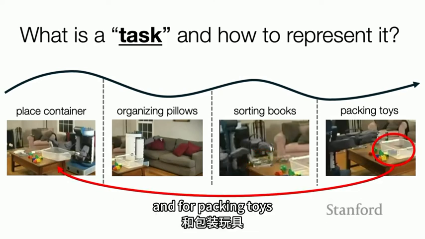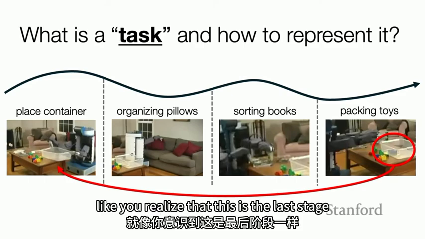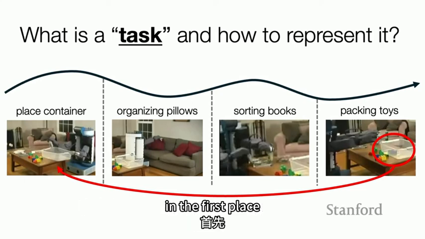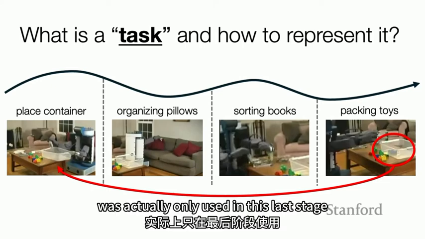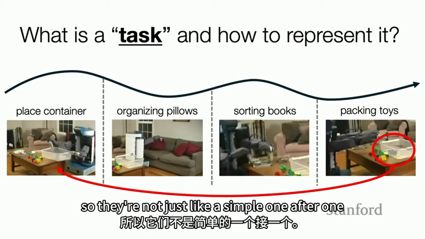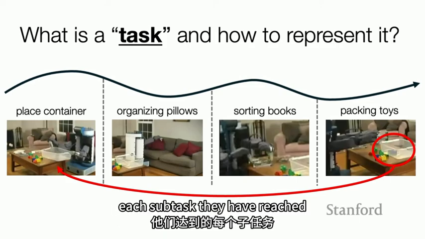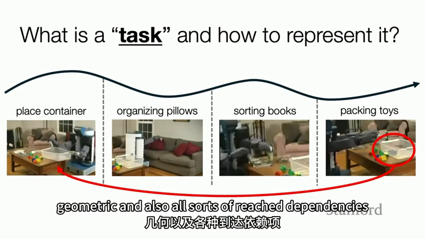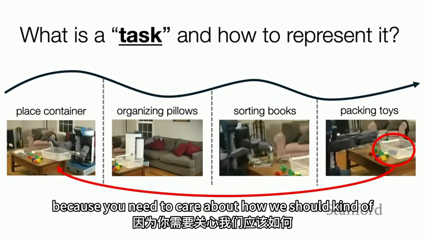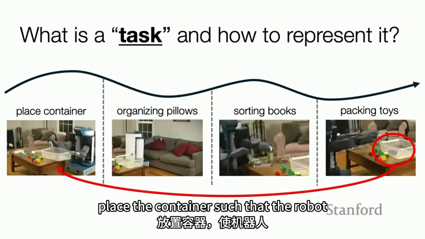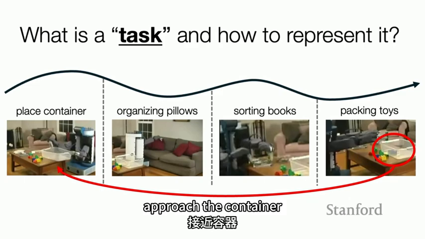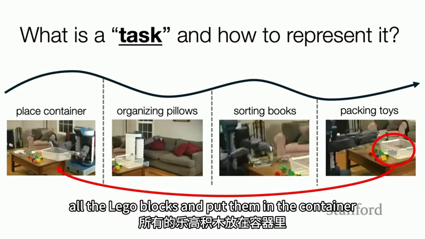And for packing toys, you realize that this is the last stage of the full task, but the container that the robot placed there in the first place was actually only used in this last stage. So all of these subtasks are interdependent. They're not just a simple one-after-another sequence of subtasks. They have rich geometric and all sorts of rich dependencies, because you need to care about how we should place the container such that it is kinematically feasible for the robot to approach the container and also grasp all the Lego blocks and put them in the container.